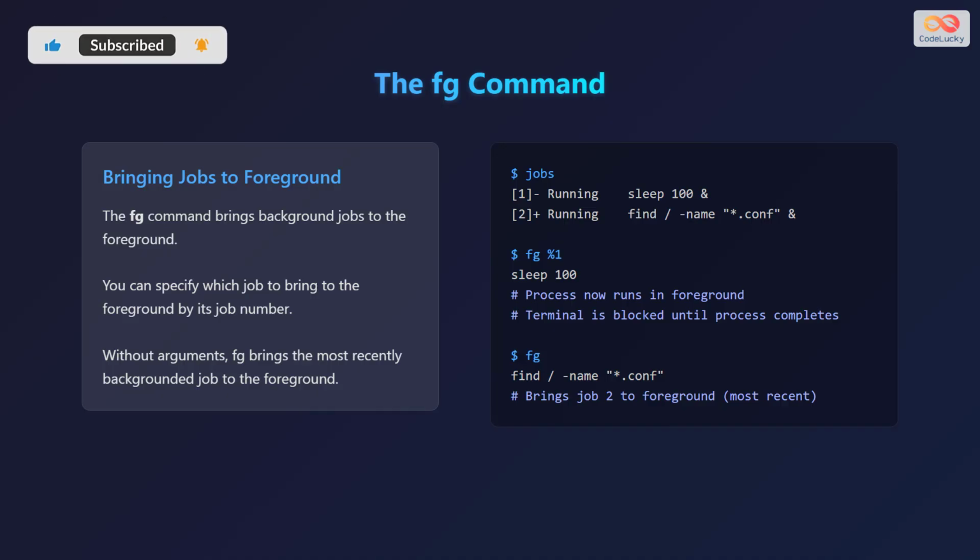Typing fg without a job number will bring the most recent job, job number 2, to the foreground. The output will show find / -name *.conf, and this process will now run in the foreground.